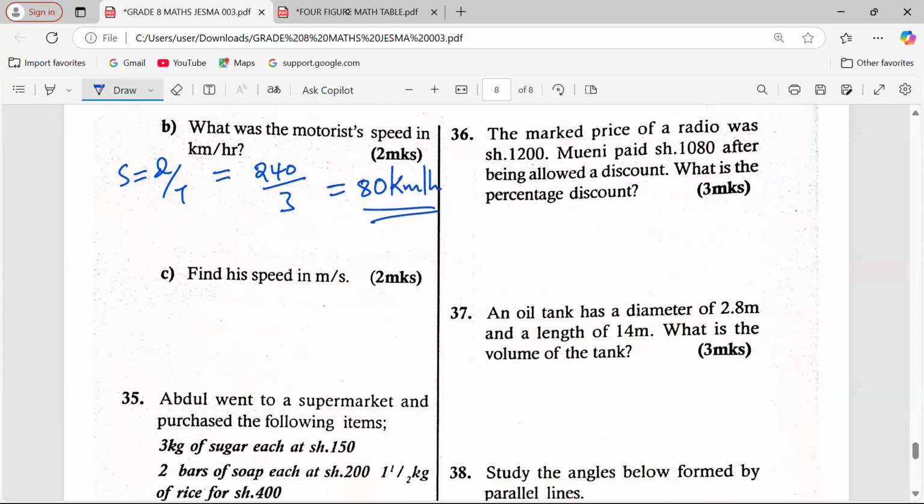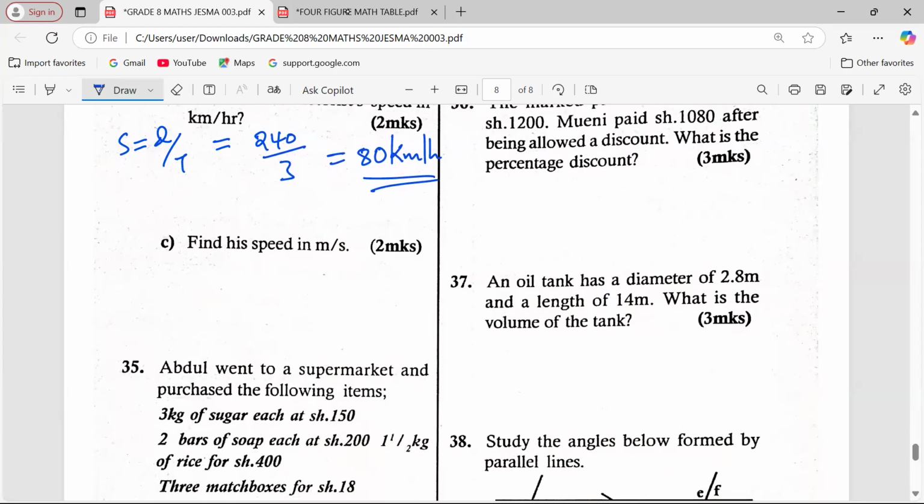What about the speed in meters per second? Now the speed of 80, you know, these are kilometers per hour. So 80 kilometers in 1 hour. We have to make 80 kilometers into meters by multiplying by 1000, and we make 1 hour into seconds by multiplying by 3600. So at the end of the day, we shall have 22.22 meters per second.